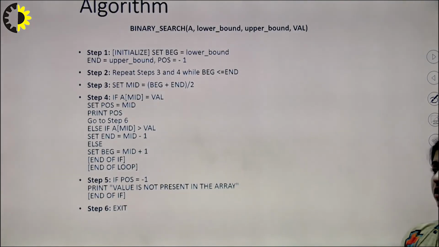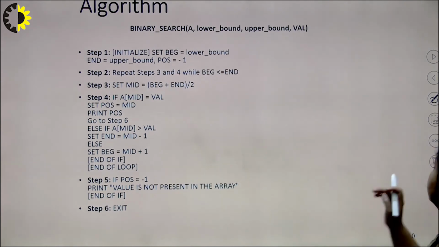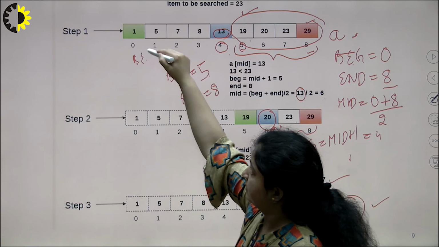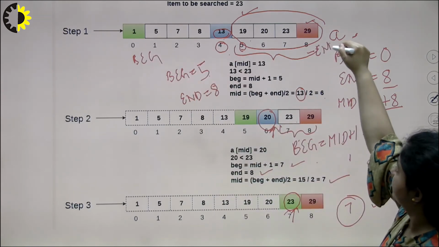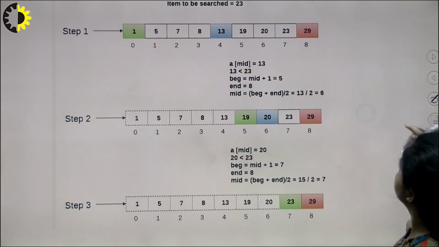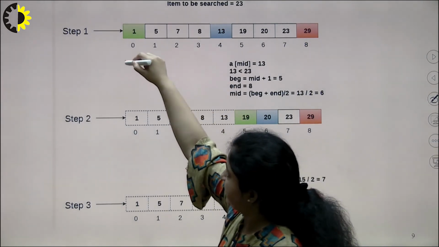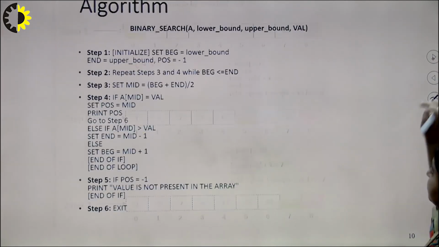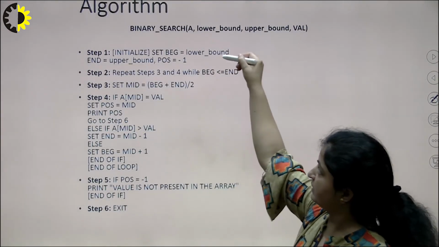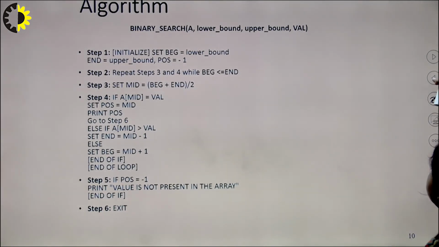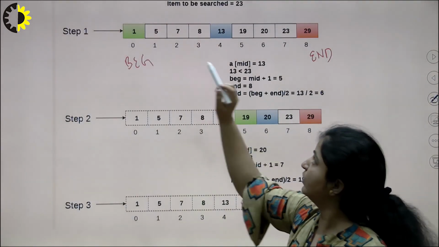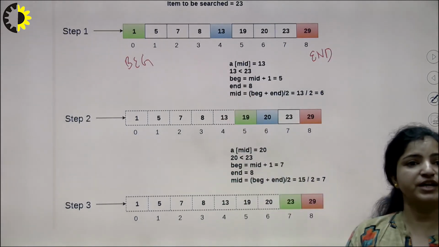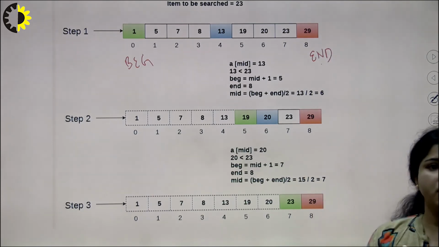So now what we have done, initially in the very first step, I have initialized that this is my beginning and this is my end. Fine. So initially we initialize that this is the beginning element and this is the end element. This is the same thing we have done here. Beginning is equal to the lower bound of an array, that is 0, and this is my upper bound of an array, that is 8. So beginning is set equal to the lower bound of an array and end is set equal to the upper bound of an array.